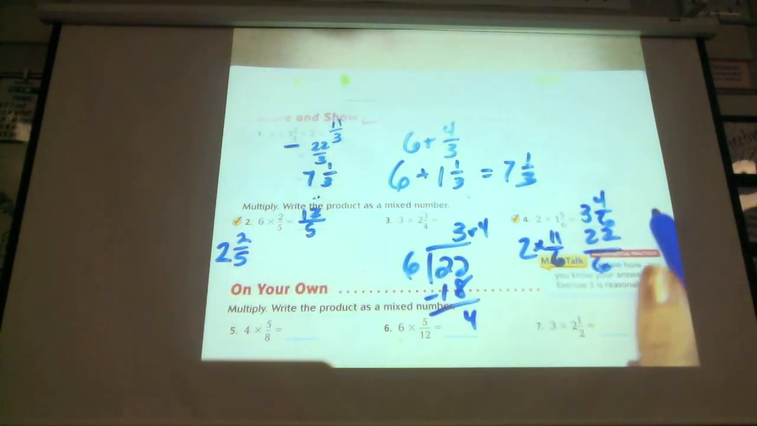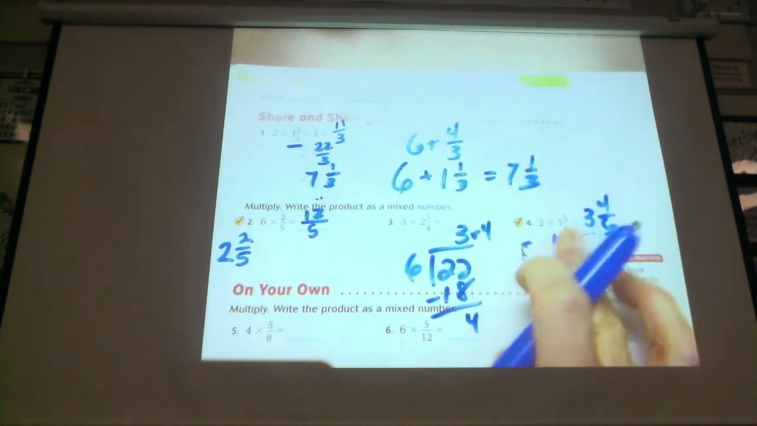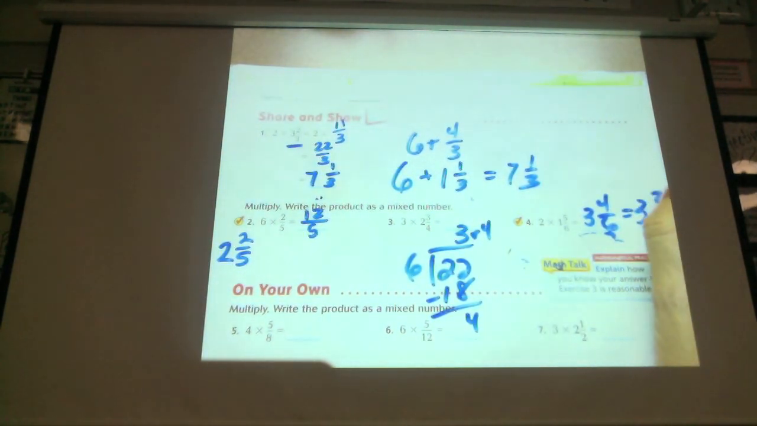What's the super extra bonus, Jalen? 3 2/3. 3 2/3. You simplify that fraction.